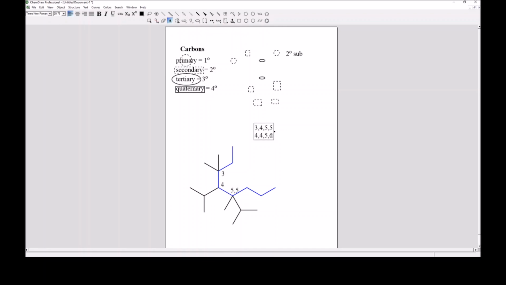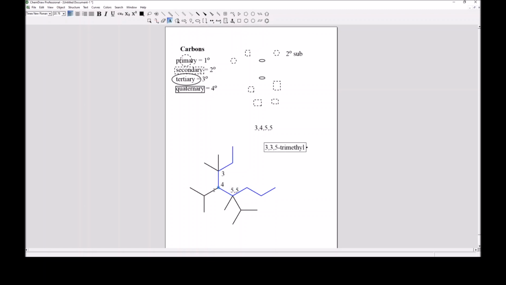And you might ask, well, wouldn't it be better to have 2, 4? No, you just look at the first point of difference. I'm comparing this 3 versus this 4. The 3 wins, and so I don't have to look at anything else. All right, coming off of the 3 position and the 5 position, so I have a 3,3,5-trimethyl.